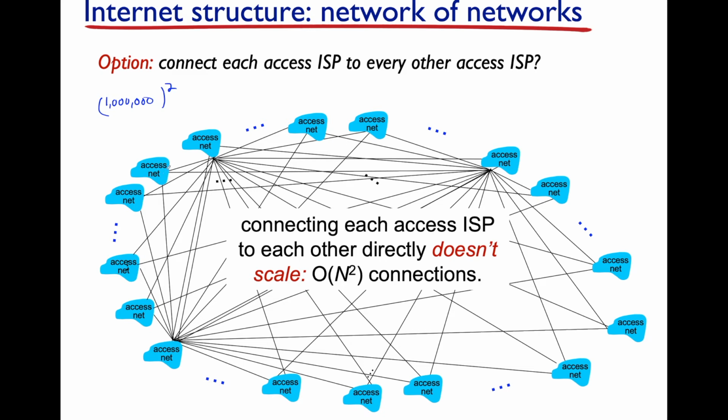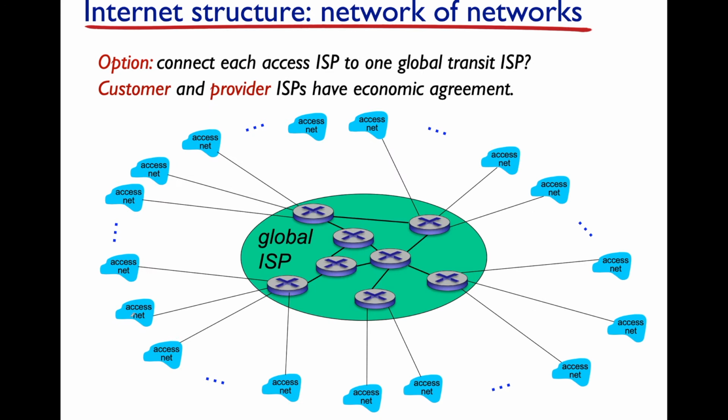And then what makes this even worse is if you add another one, all of a sudden, everyone else would have to have a new connection to get to that additional access network provider. So that doesn't scale. Another option, we said these global ISPs, they're much more far reaching in their span for the network. They might traverse whole continents.